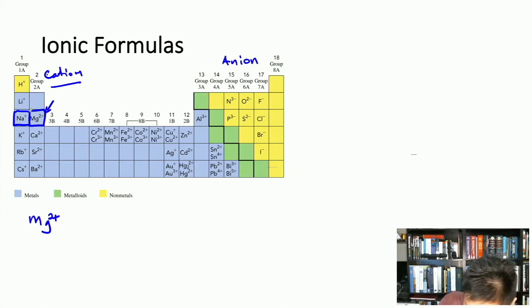And what that means then is that magnesium needs to lose 2 electrons to obtain that full outer shell, valence shell, right? So it has 2 valence electrons.